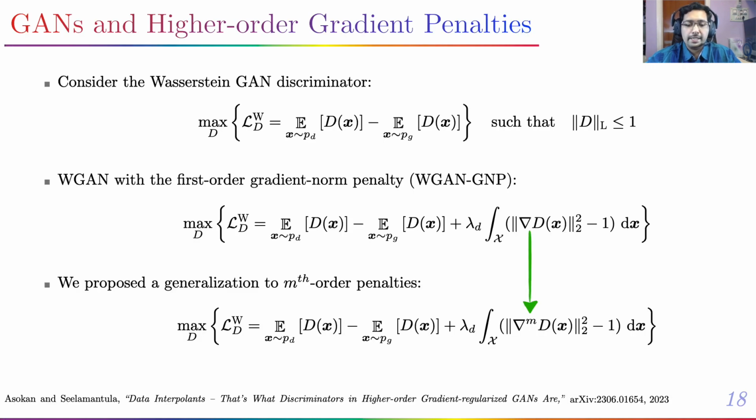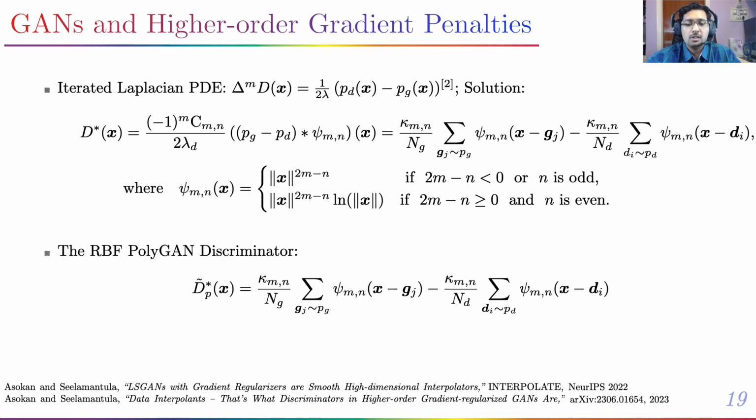While I won't go into the details in the interest of time, we also extended the analysis to higher order gradient penalties in WGANs. In general, we were able to show that the optimal discriminator in these GANs solves an iterated Laplacian PDE, resulting in polyharmonic kernel-based radial basis function discriminators. Hence the name PolyGANs. An in-depth analysis linking the PolyGAN discriminator to higher order Sobolev spaces and mesh-free kernel interpolation can be found in our Interpolate NeurIPS 2022 workshop paper or the extended version currently under review and available on arXiv.